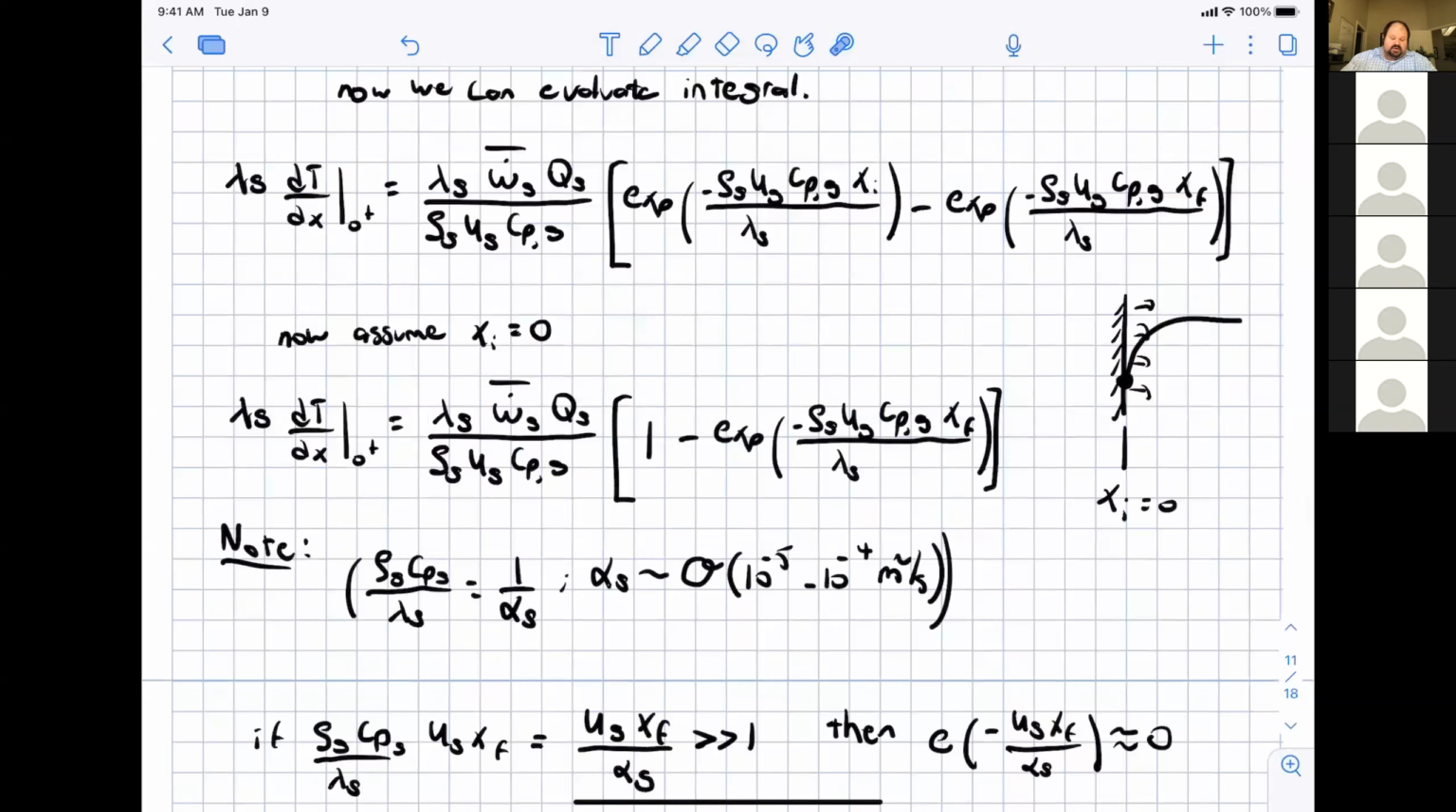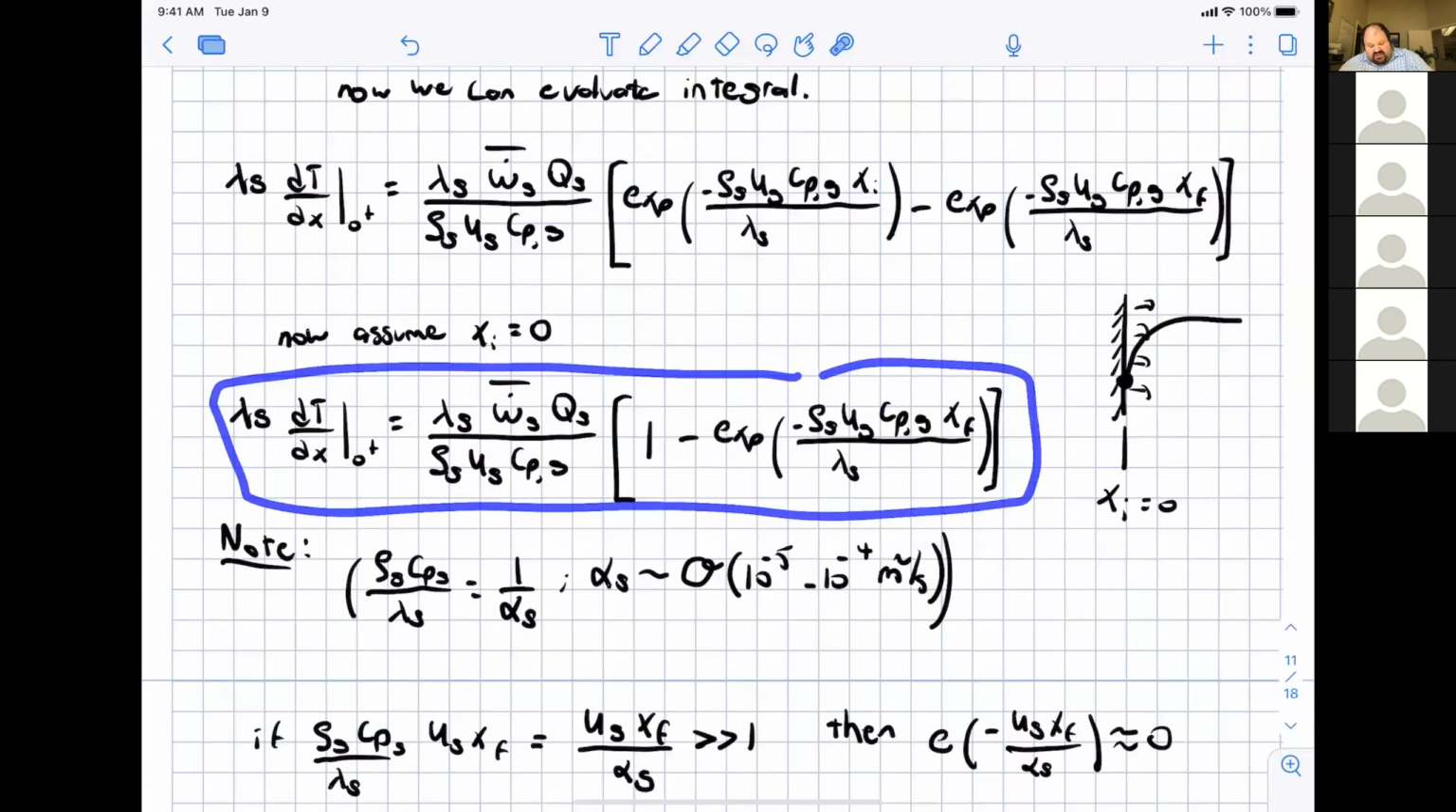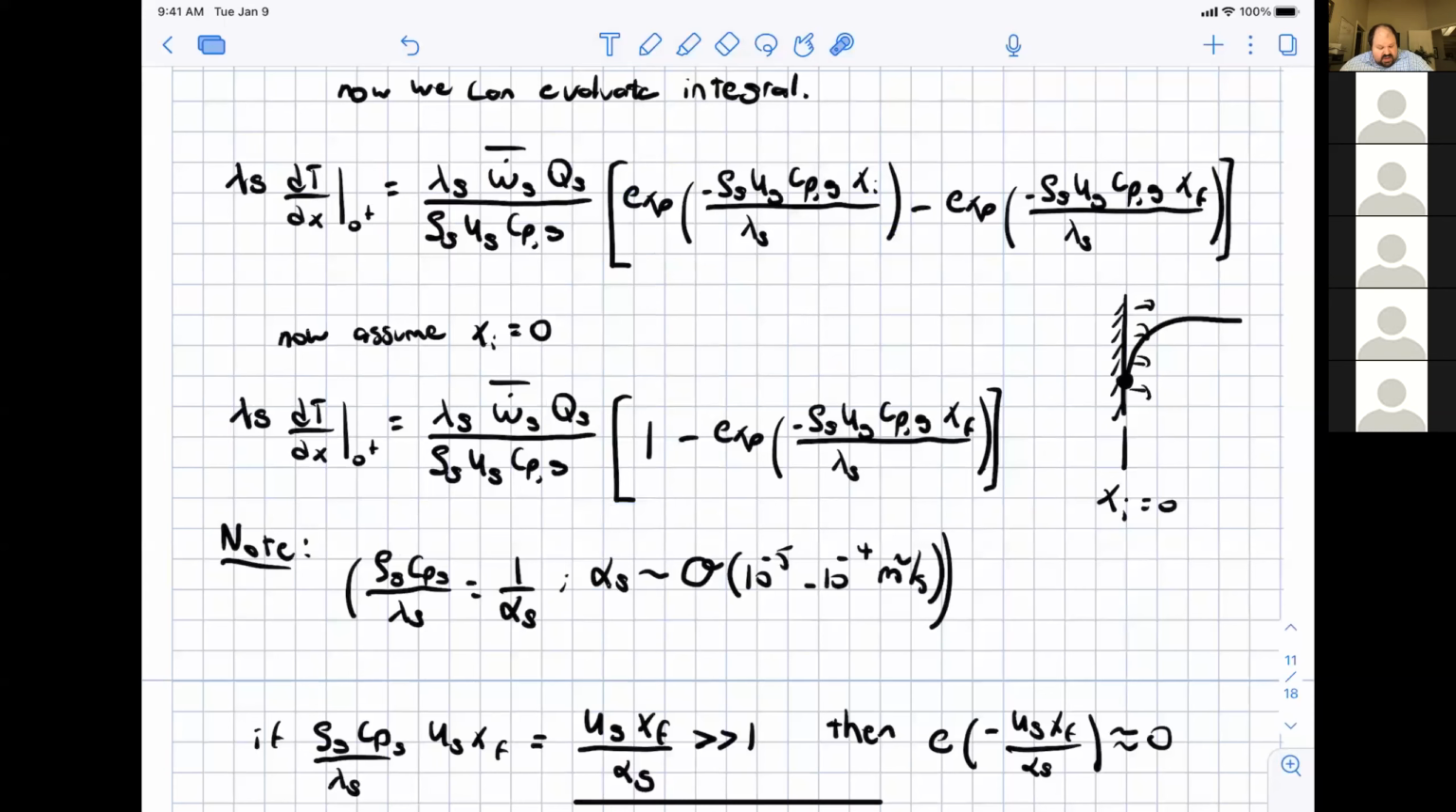Okay, and so then if xi is 0, this here just becomes 1. And so if we assume that xi is 0, our expression for the gas phase thermal conductivity becomes this. Okay, now we're going to make further assumptions. And just note, yeah? Can I ask a quick question about the assumption we just made?